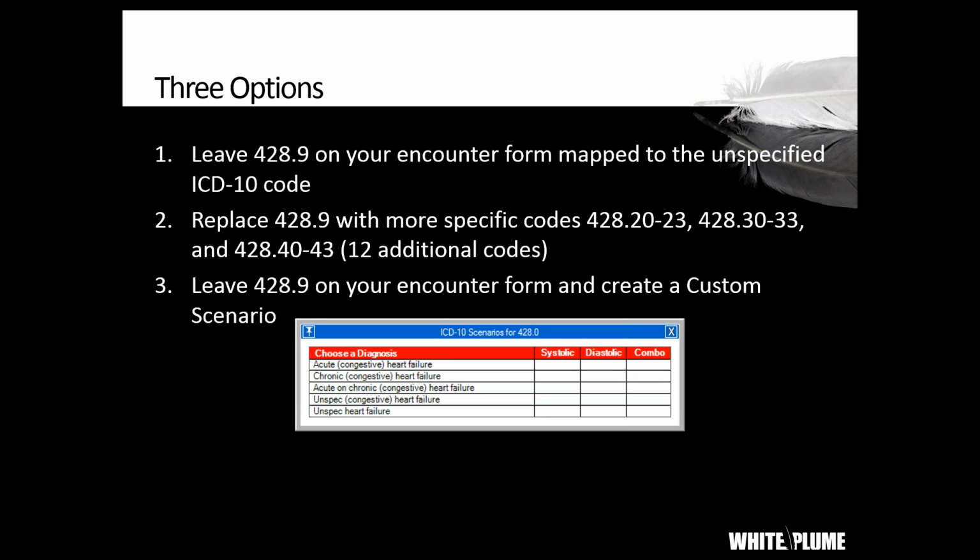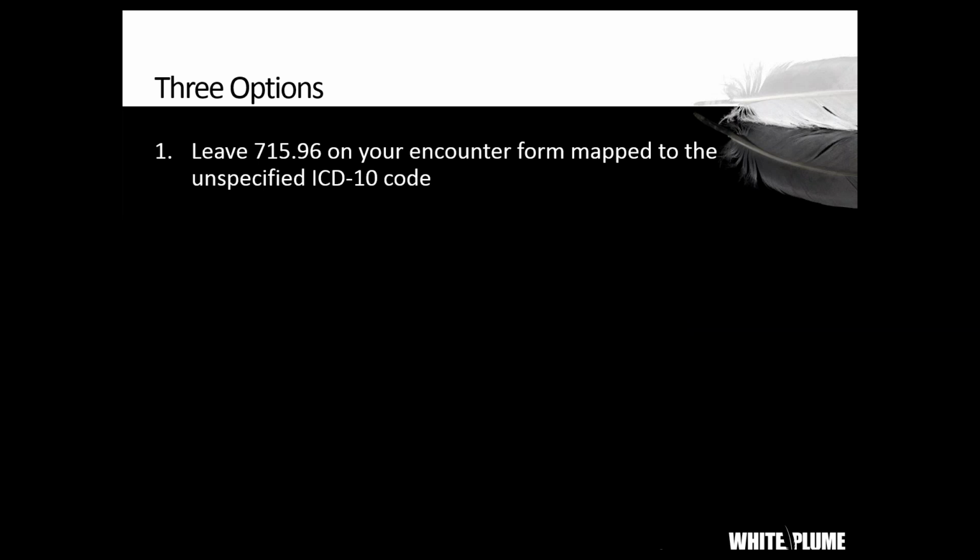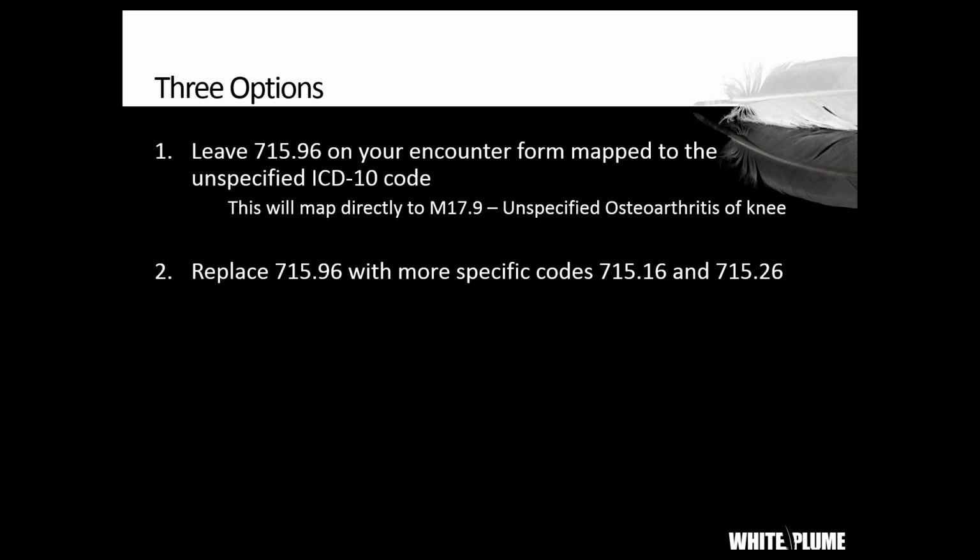This time I'm going to talk about osteoarthritis of the knee, right? In ICD-9, that's typically one code, and I've got my options again, right? I'll go through just one more example. I can leave that unspecified code 715.96 on there and have that mapped to the unspecified ICD-10 code, right? It mapped directly to unspecified osteoarthritis of an unspecified knee. But again, that ICD-10 code might cause a problem for some of you. Now, in this scenario, I'd only have to add 2 codes to my form, 715.16 and 715.26.